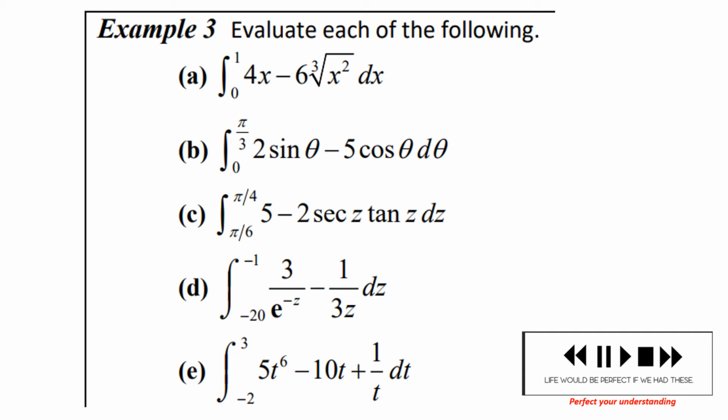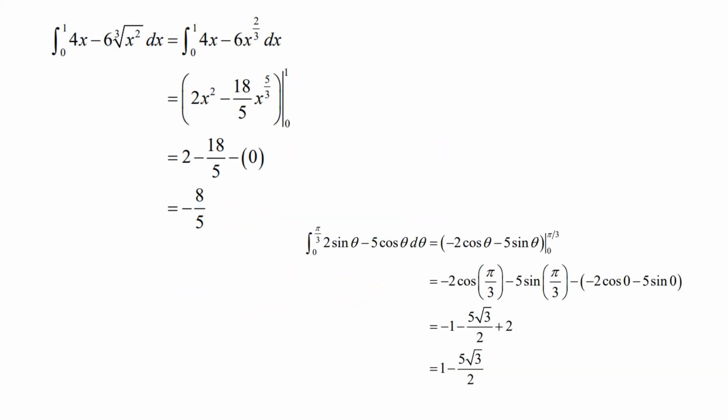Let's see how you did. The first problem, we had to change the cube root of x squared to this, but then it is a straightforward calculation. Using the fundamental theorem of calculus, you should get minus 8 over 5.